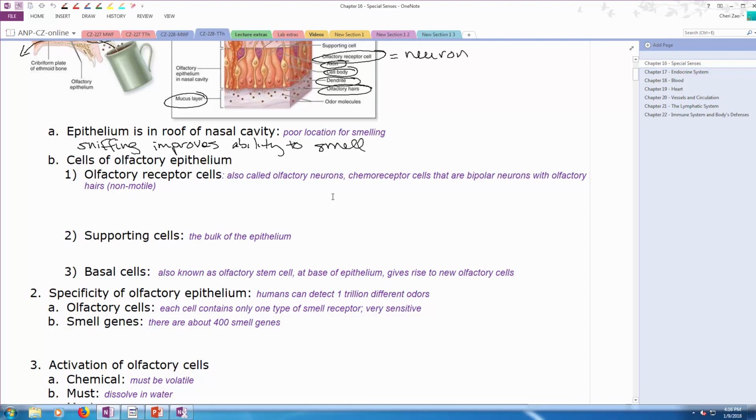Olfactory receptor cells, or notes say, are also called olfactory neurons. They are chemoreceptor cells that are actually unusual in that they are bipolar neurons with these things called olfactory hairs that are non-motile, so they're not really hairs. We call them hairs because of their appearance under the microscope. What's interesting about these bipolar neurons is these guys are replaced when damaged.